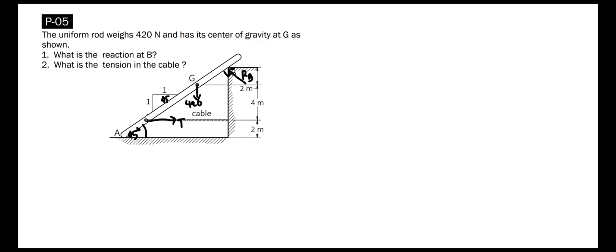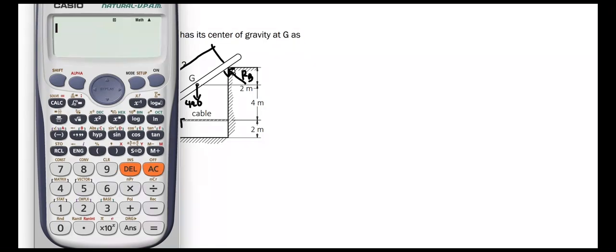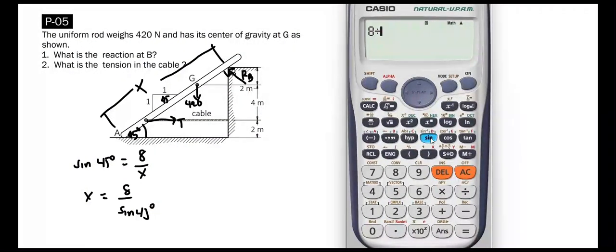And next, let's solve for the distance going from A to B by making use of the sine function. So sine of 45 degrees is equal to the distance of the opposite side, that is 2 meters plus 4 plus 2, that is 8, divided by this distance here, let's call this x. So to solve this x, this is basically equal to 8 over sine of 45 degrees. And what is that value? That is 8 divided by sine of 45, which is equal to 8 square root of 2.